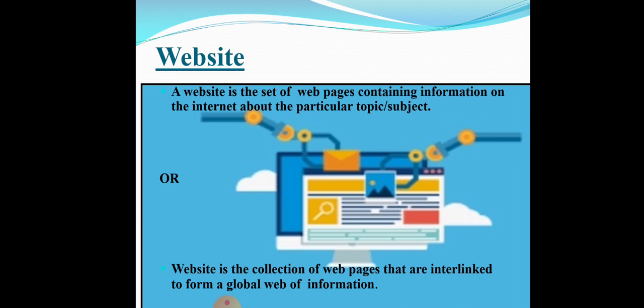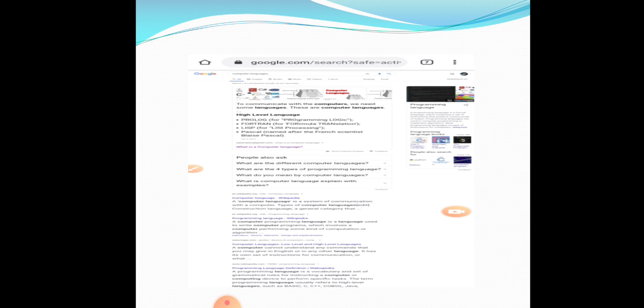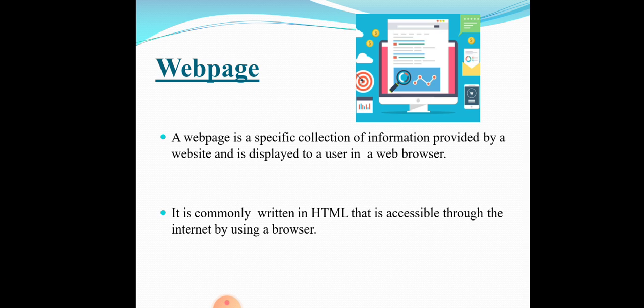Now, let's talk about what is a website. A website is a set of web pages or the collection of web pages that contains information about a particular subject on the web, that is, on the internet. This is an example of a website where you can see various links through which you can get information about the particular subject. Now the question arises, what is a web page?